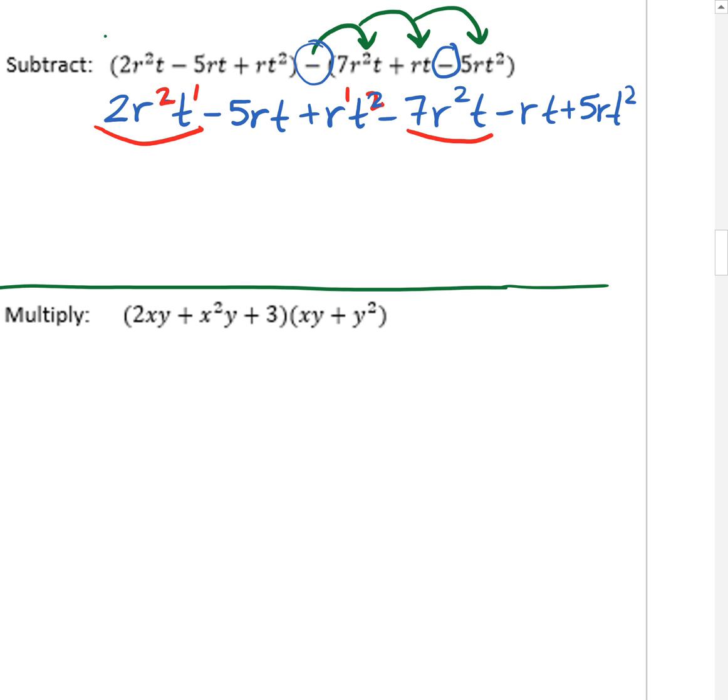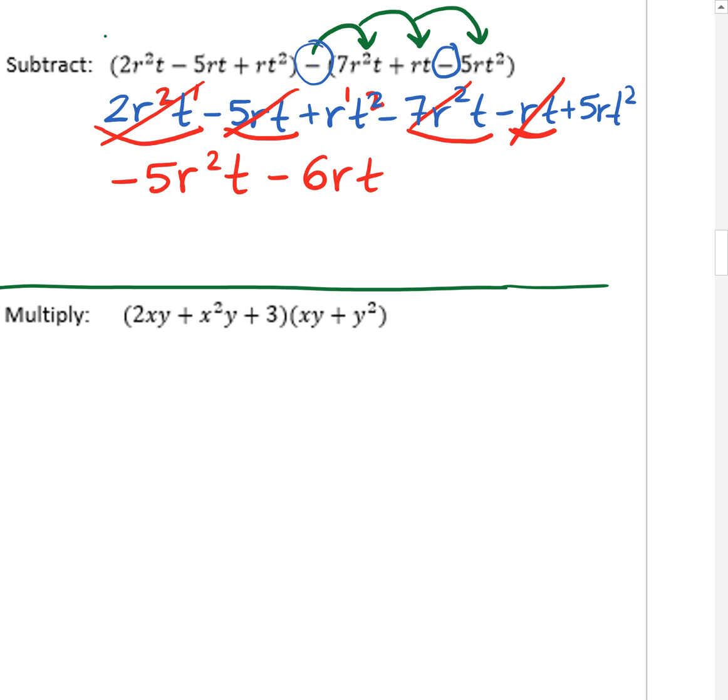2 minus 7 is negative 5r squared t. And what are the like terms? Here I have a minus 5rt. Here's another rt way over here. So minus 5rt minus rt, that's negative 6rt.